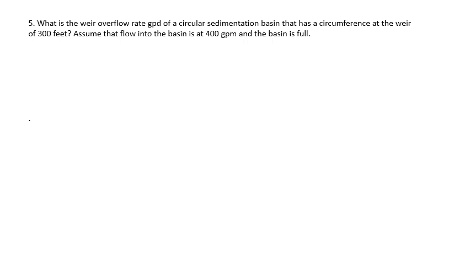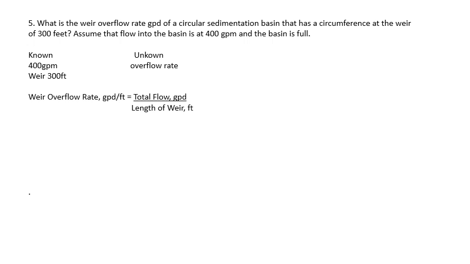Alright, so we have the same kind of problem. It's worded a little different. We do our knowns and our unknowns. So what we know is the flow is 400 gallons per minute and the weir is going to be 300 feet, because the weir is on the outside and it's the circumference of a circle. So it's the outside of the circle, so 300 feet. We're looking for the overflow rate in gallons per day.